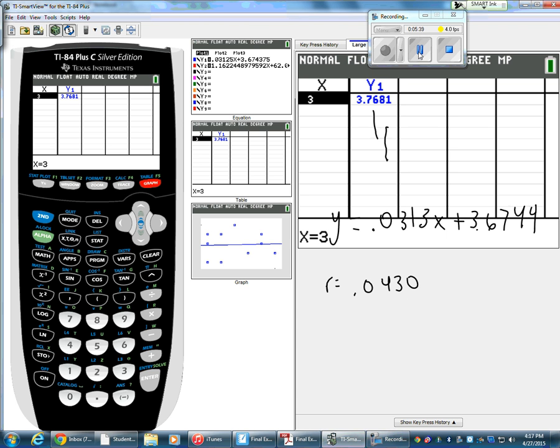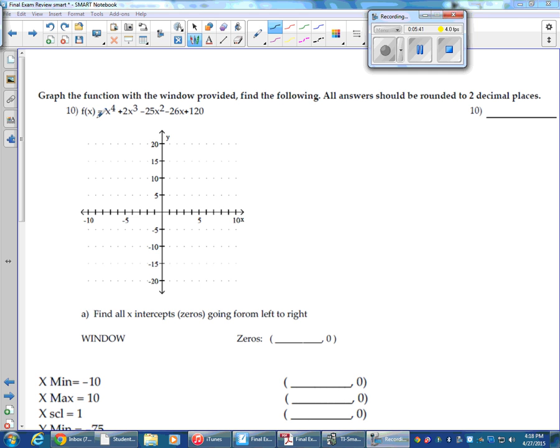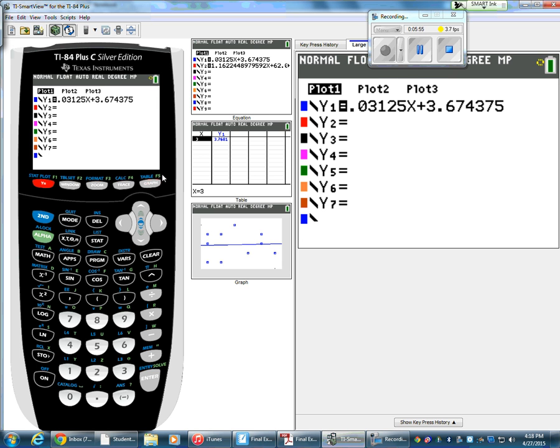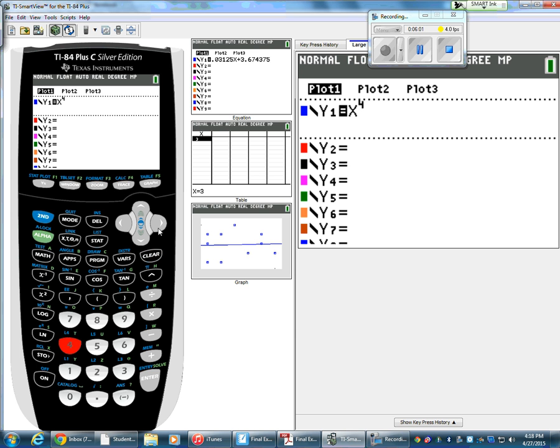I need to clean this off right quick. All right, in question number 10, they want us to graph this function, and they also give us the window that we're going to use. So let me go back over to the calculator and type this in. On my calculator, I want to go to the y equals, and I'm going to type in the function, clear what's there, and it's x to the fourth. And then make sure you go back down.